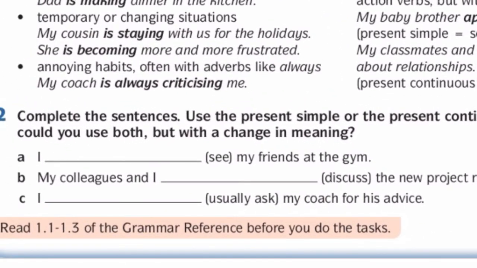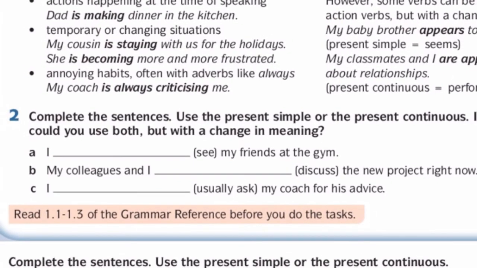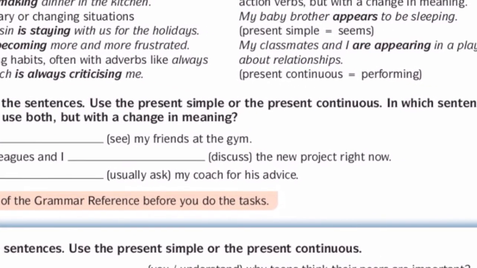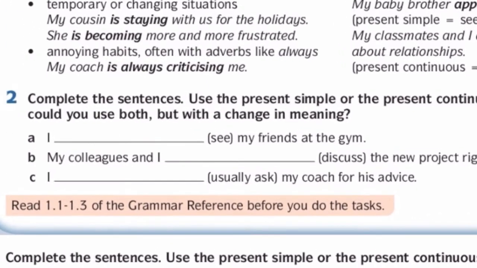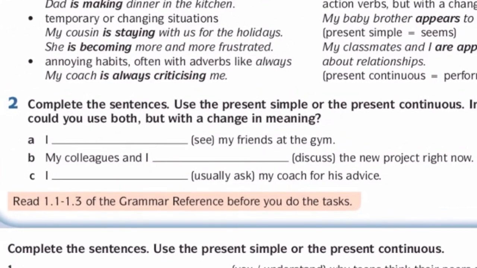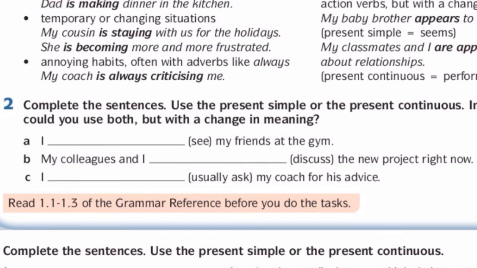Complete the sentences, use the present simple or the present continuous. In which sentence could you use both, but with a change in meaning? I'll give you some time to answer the questions, and you may pause the video until you finish your work.